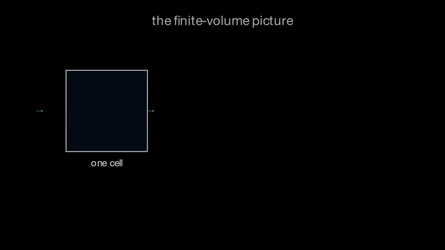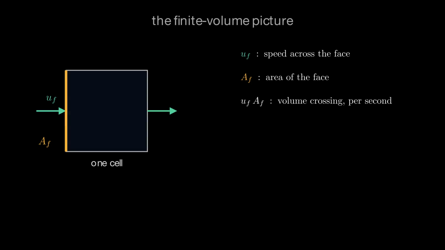In finite volume, the flow lives on a grid of little boxes, called cells. Across each face of a cell, fluid crosses. Let U_F be how fast the fluid crosses a face, and A_F the area of that face. Multiply them, and you get the volume of fluid passing through that face every second. Mass conservation for one cell is then simple. Add up U_F times A_F over all the faces, and it has to come to zero. Whatever volume flows in must flow back out.